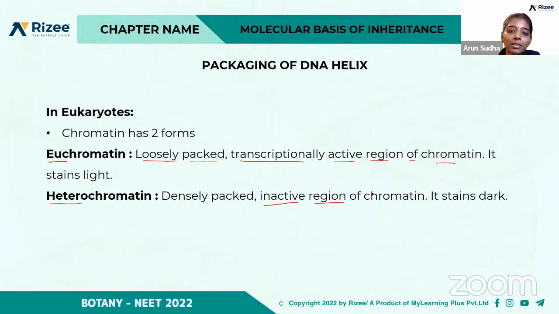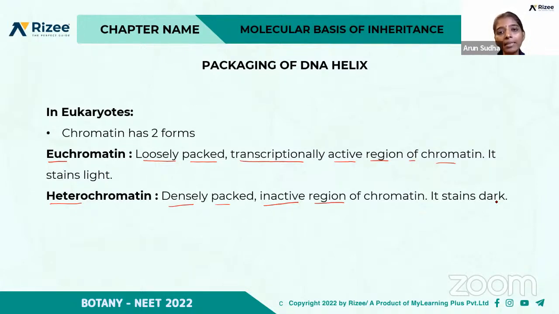So the chromatin exists in two forms. One is euchromatin, the other one is heterochromatin. One is loosely packed, and here it is densely packed. That is the active form of chromatin, and this is the inactive form of chromatin. And it stains light with staining agents, but here it stains dark. So these are the differences between euchromatin and heterochromatin. Clear? So this is about the packaging.